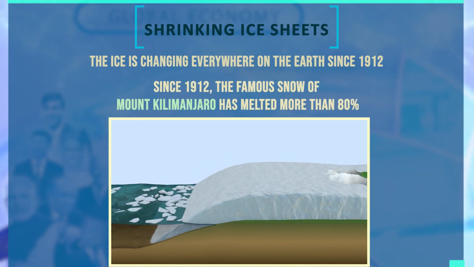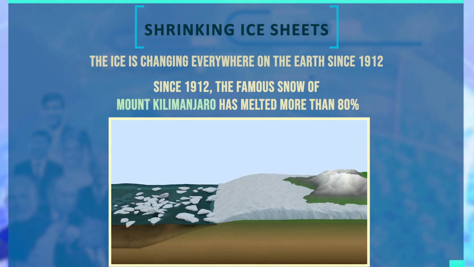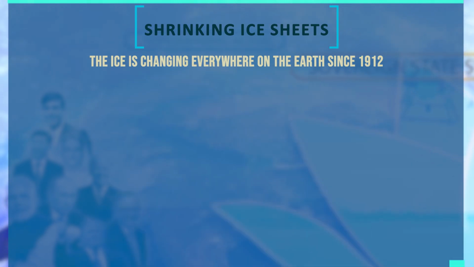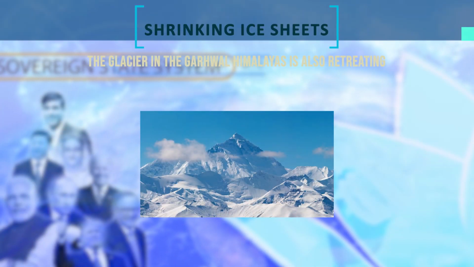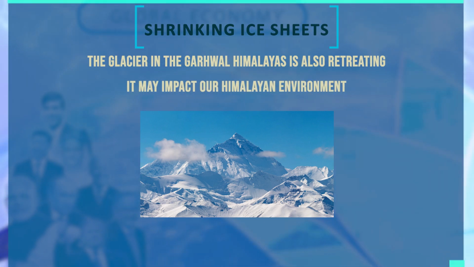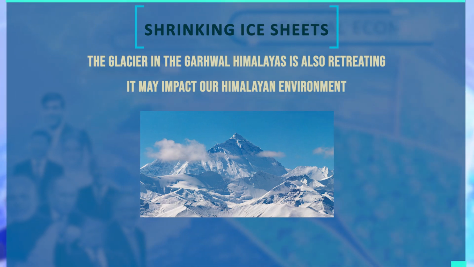The famous snow of Mount Kilimanjaro has melted by more than 80%. The glacier in the Garhwal Himalayas is also retreating. It may impact our Himalayan environment.